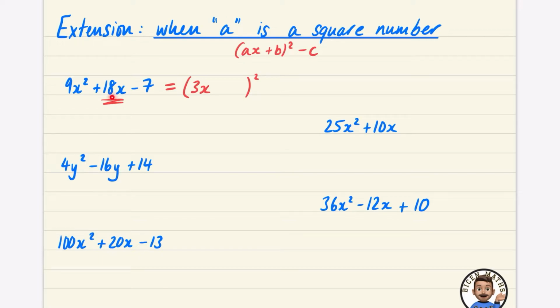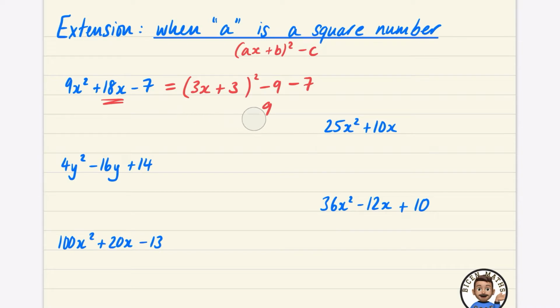So if I half the 18 to get 9, and then I divide it by 3, I will get 3. Let's see if this gives me at least the 9x squared and the 18x. So just expanding these brackets, you would get the 9x squared, you would get a 9x, and a 9. So you do actually get your 9x squared plus 18x plus 9. So actually we've got those first two terms. The thing is we've got this extra plus 9, so we need to get rid of that, and we still have that minus 7 from before.